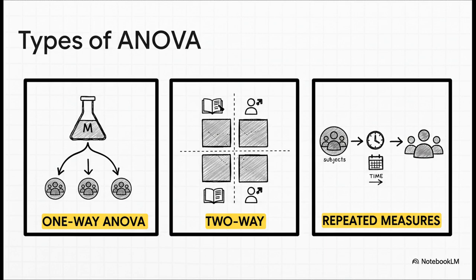A one-way ANOVA is when you're looking at just one factor, like comparing test scores across 3 different classes. A two-way ANOVA lets you look at 2 factors at once, like the teaching style and the gender of the student on test scores. And then there's repeated measures ANOVA, which is perfect for when you test the same people multiple times, like checking their health before and after a new treatment.